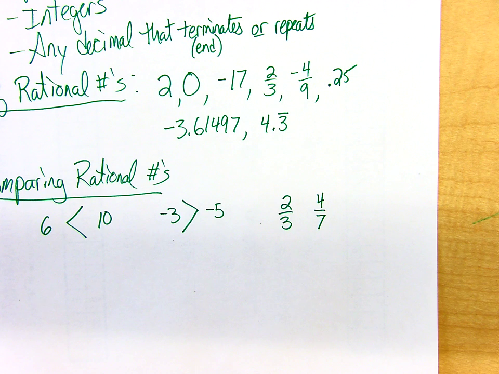How do you know? Because it's closer to zero. It's almost full, and then 4/7 is not as full. Closer. I picture a circle. Okay, okay.